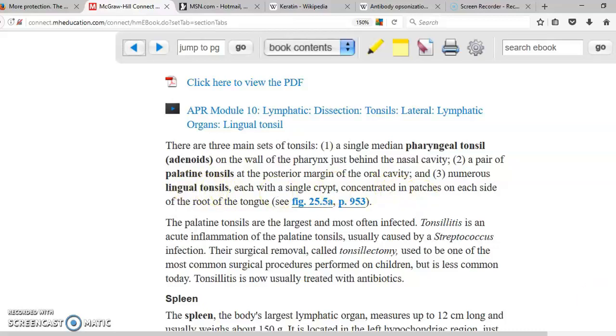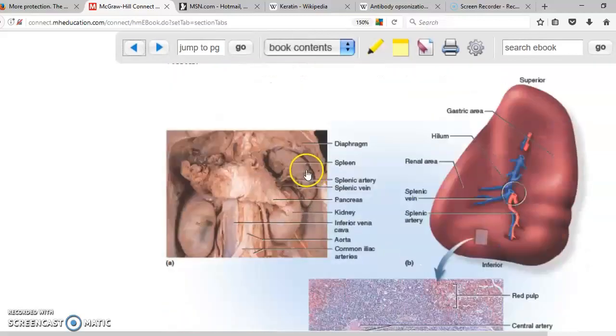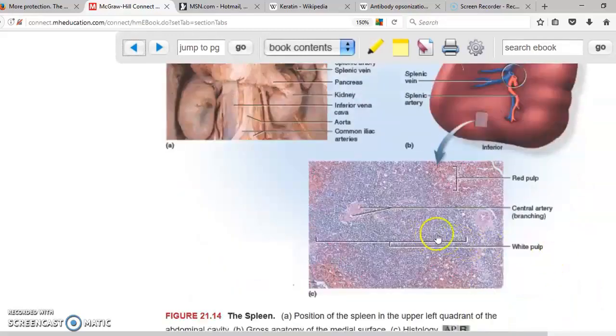So then we scroll down, and we're going to have in there the spleen. The spleen is located in the left hypochondriac area. If you cut the spleen, you can clearly see that it has two main areas. One area is the red pulp, clearly seen right here. And then you have the other part, which is going to be the white pulp. The spleen has two main jobs. One of them is related to the red blood cells, and the other one is related to the white blood cells.